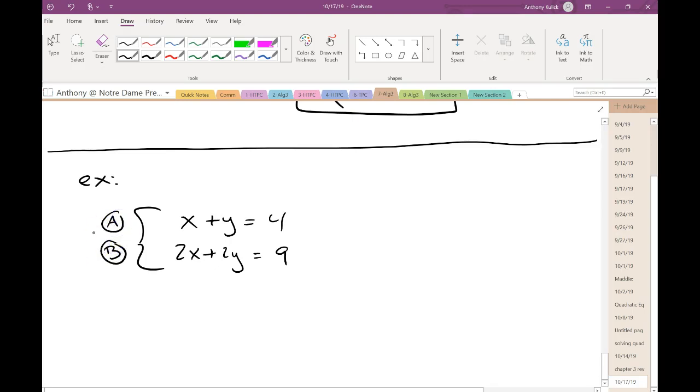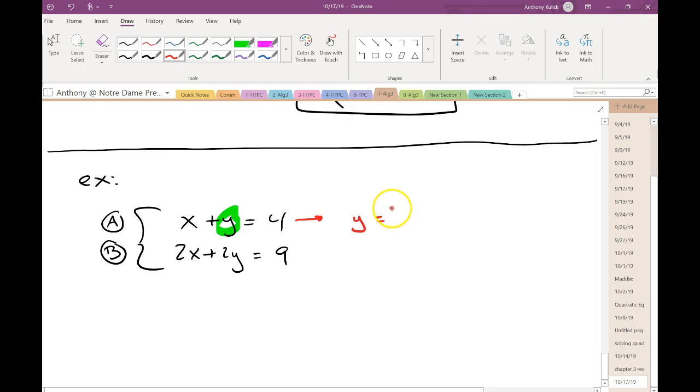So let's consider the system x plus y equals 4 and 2x plus 2y equals 9. So if we're going to do substitution, which equation would I want to work with, A or B? A would be easier. Which variable from equation A would I want to isolate? Sure, it doesn't really matter at that point, right? x or y, they're going to be about the same. You guys agree with that? But certainly we can pick y. That's absolutely fine.